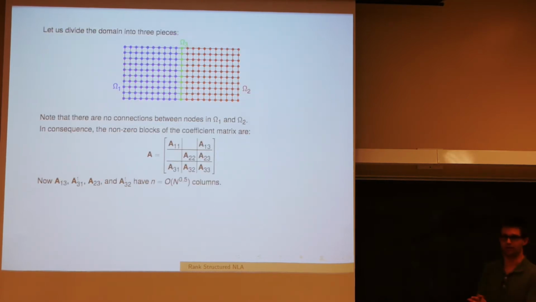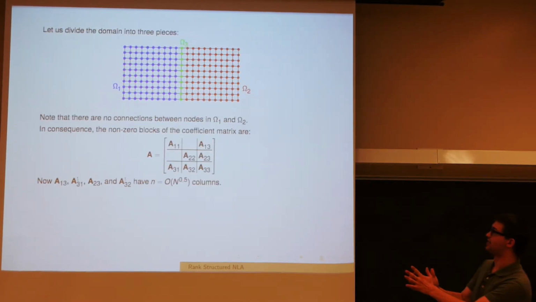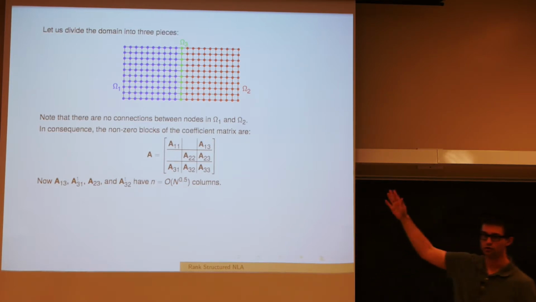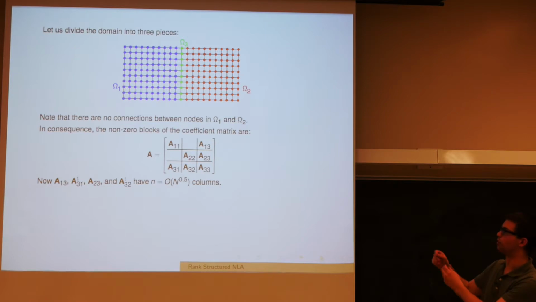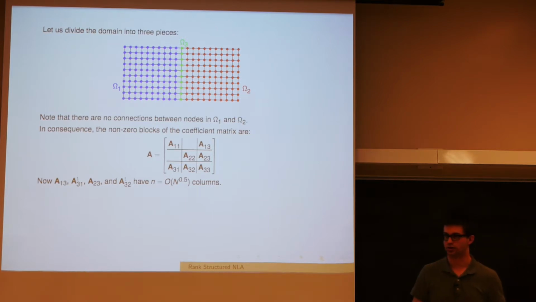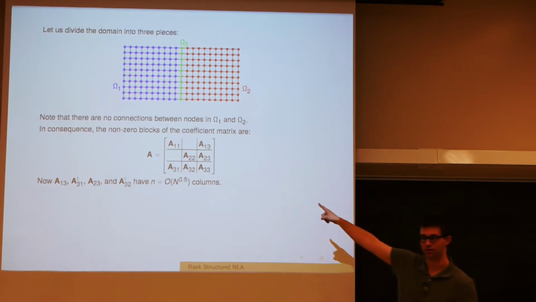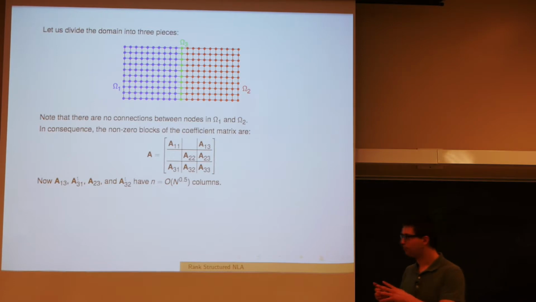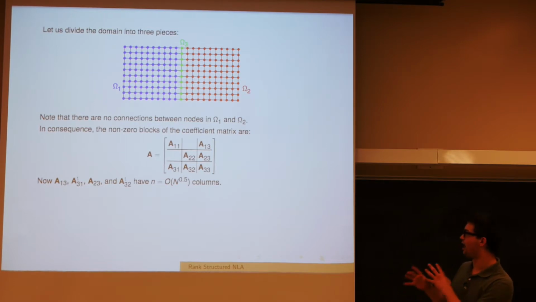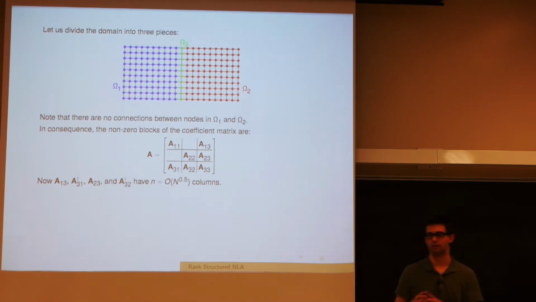So here's a very simple example. This is one level of dissection. We divide our domain into 3 pieces, where we have 2 pieces that are basically half the matrix and one that we refer to as a separator. What this ensures is that the non-zero blocks of the coefficient matrix will have this sparsity pattern, which doesn't seem that much sparser, but what's great about this is when we think about inverting it.